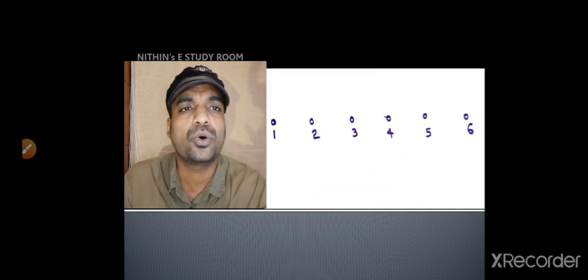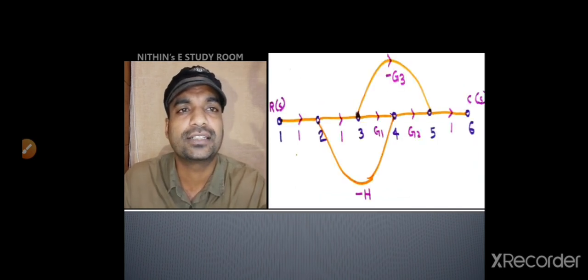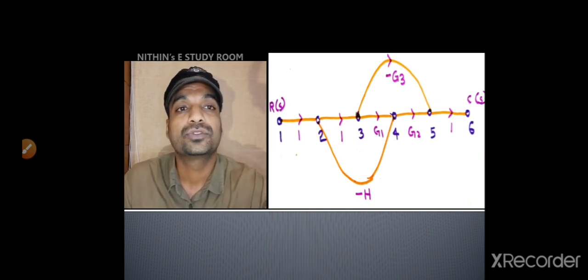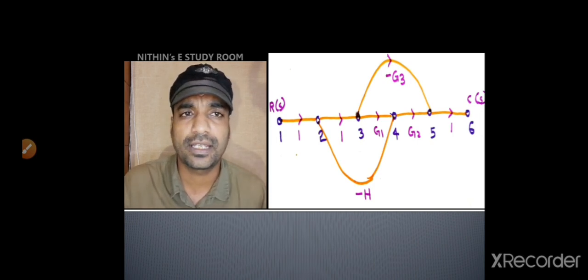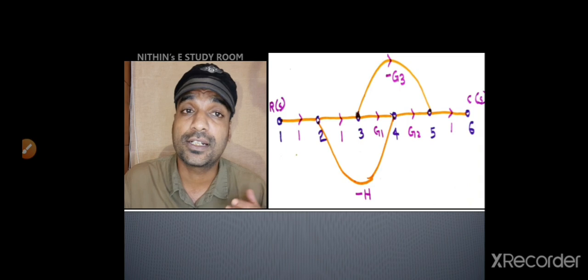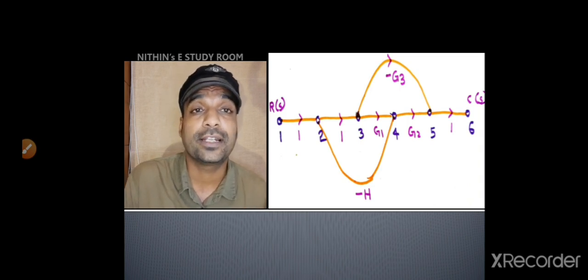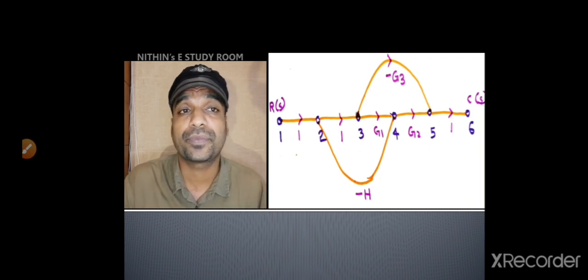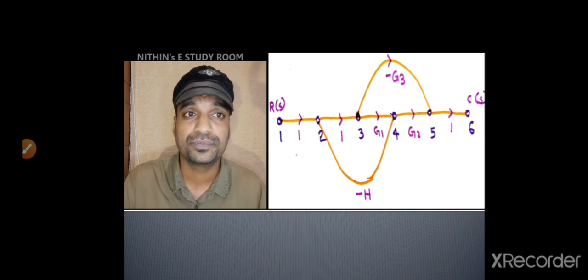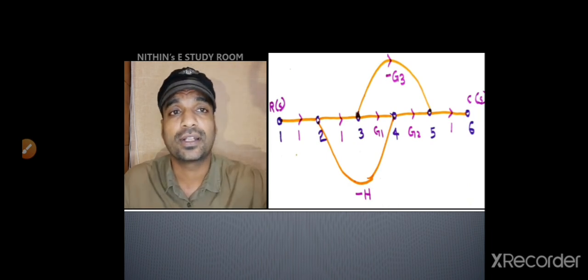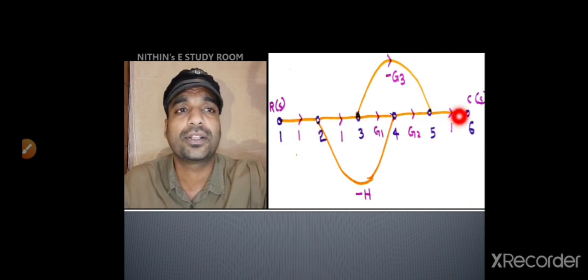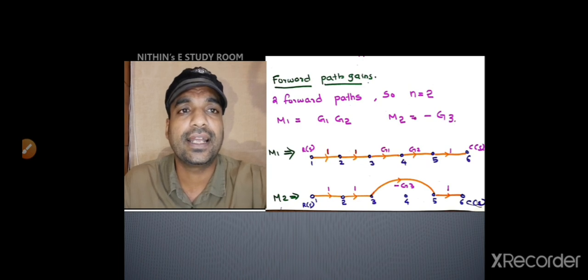So you have to take all branch magnitudes as 1, except where G1, G2, G3, H1, etc. are coming. So in between 1 and 2, no extra gains are given, so 1. In between 2 and 3, it is also 1. In between 3 and 4, there is a block G1. In between 4 and 5, there is a block G2. So the gains of these branches are G1 and G2. In between 5 and 6, again it is 1. So the first forward path, 1 to 6, has a gain of G1 and G2. M1 is equal to G1 G2.